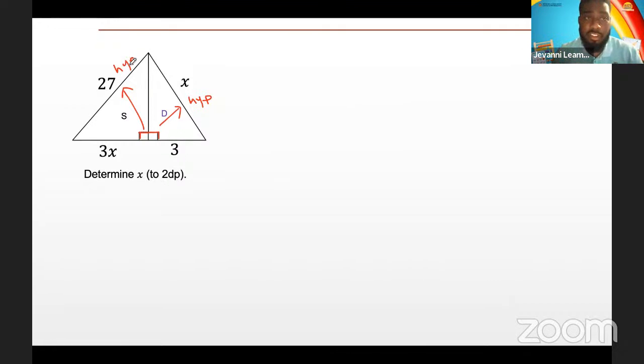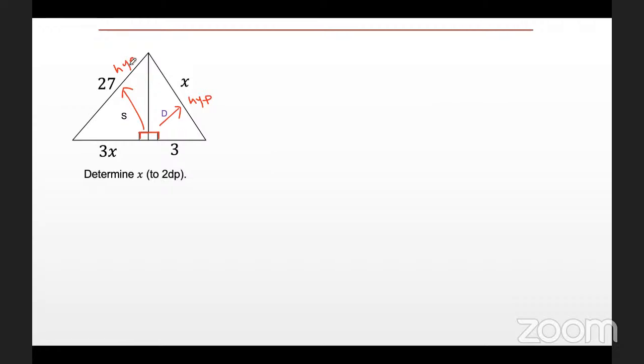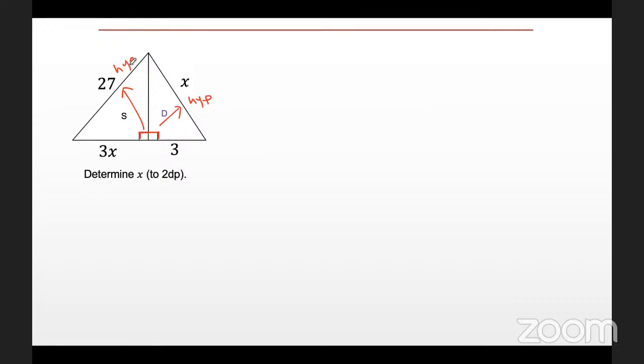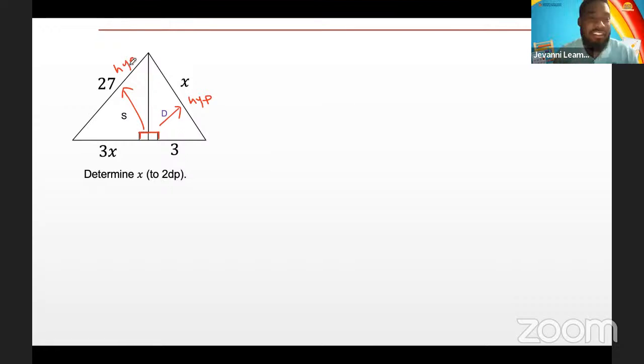So notice for the two smaller triangles inside the larger one, you have the hypotenuse being given on both, right? And you also have one each of the shorter sides. You have one shorter side on triangle S, which is 3x, and the other on triangle D, which is 3. Both of them are at the base of each of the triangles, even though the orientations are a bit different.